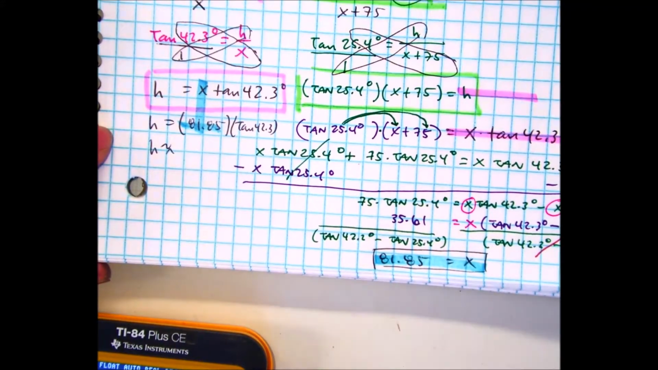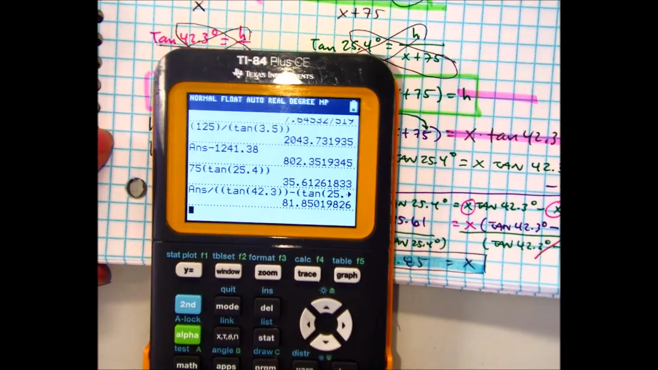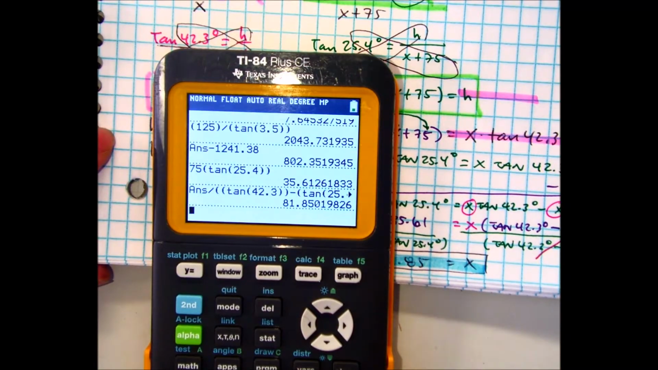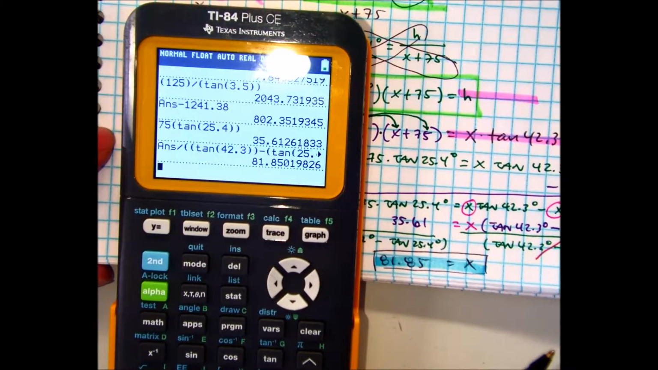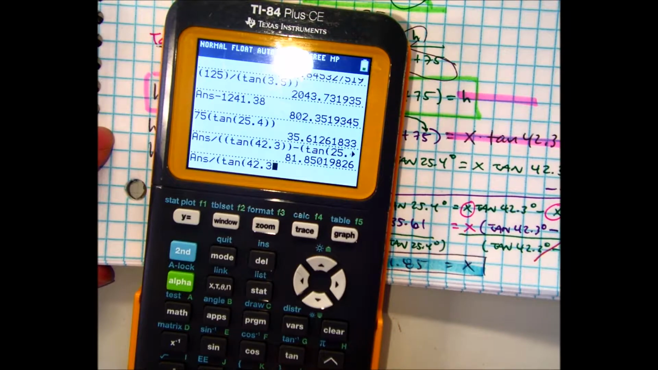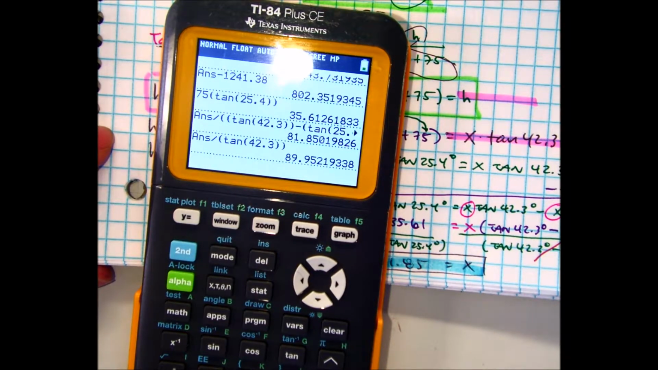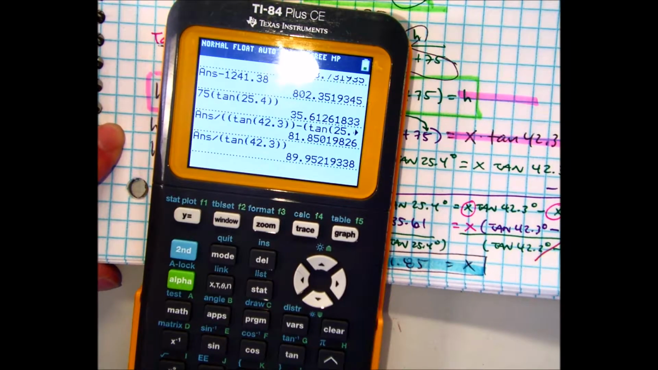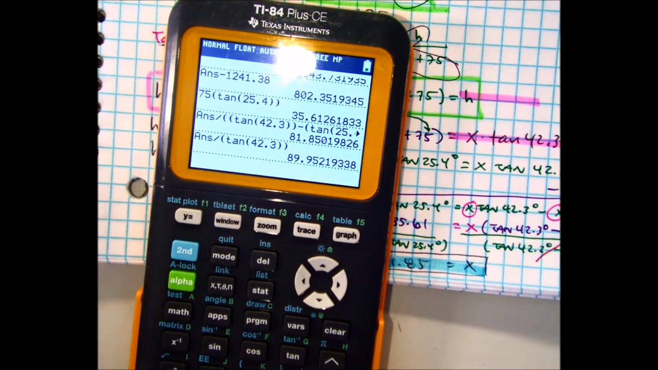And again, notice how I still have it in my calculator. I'm not even going to touch the calculator. And I can just press divided by tangent 42.3. And you're going to get approximately 89.95.